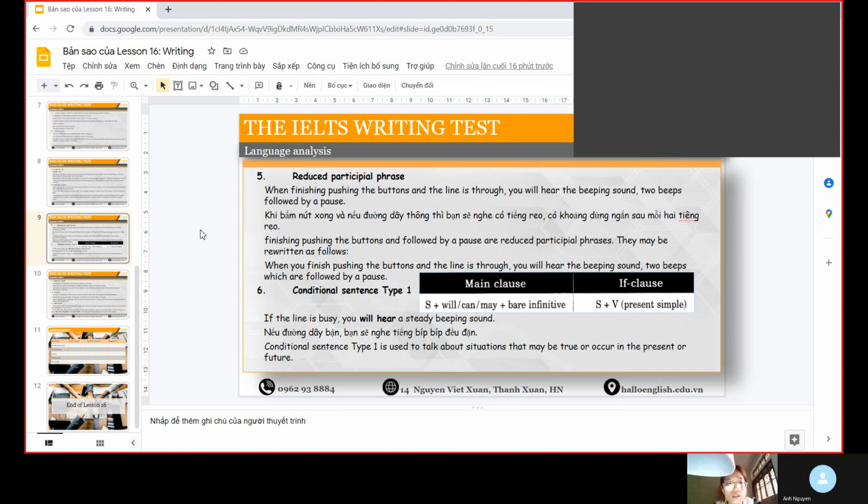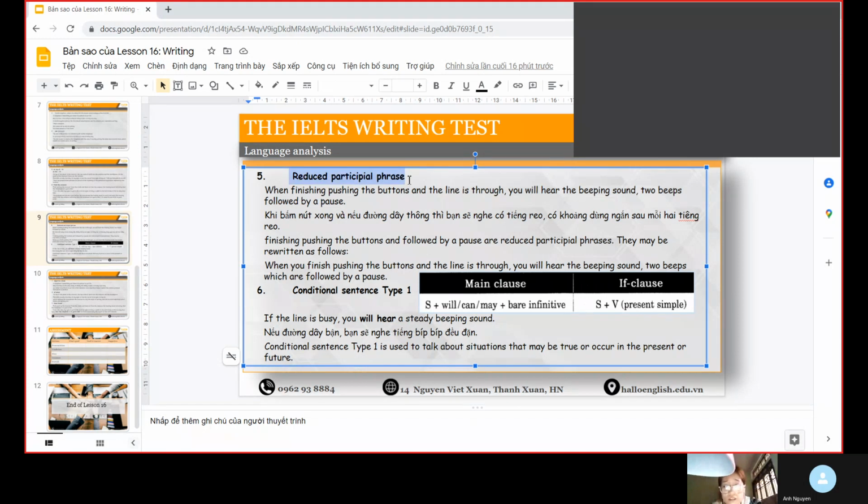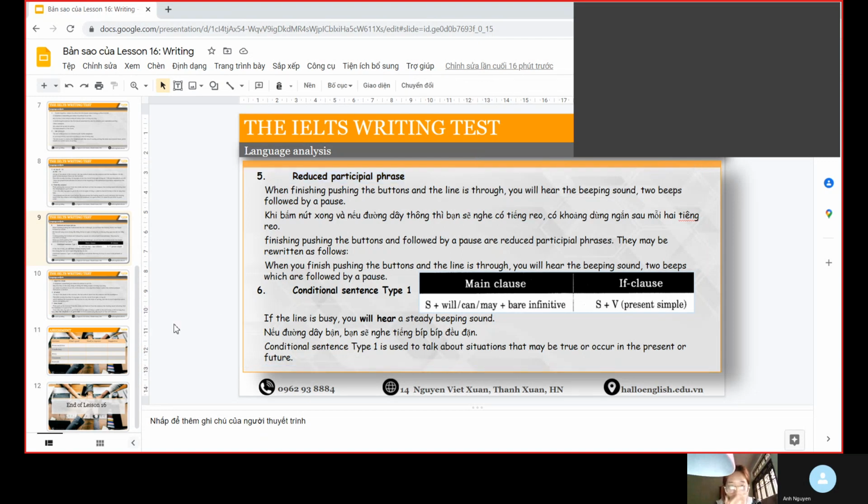For example, when I say "when you're done with your assignment," I can say "when done with your assignment." Yep. "You will receive the reply which is made by your teacher," or you can say "you will receive a reply made by your teacher." Those are the reduced participle phrases. Try to use this more often in your writing to make your writing seem more complicated to others. They will rate your writing higher.